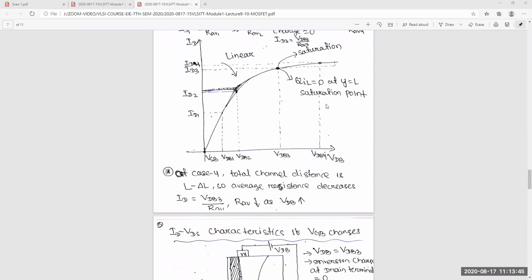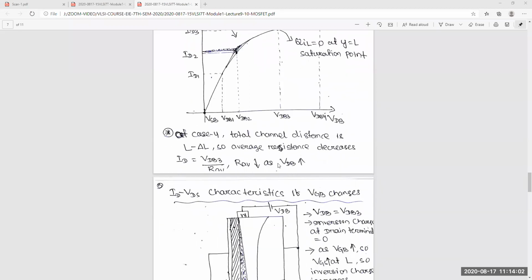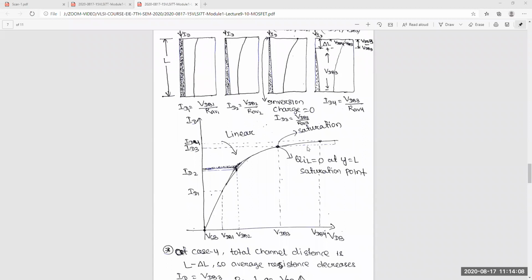Now, in the case I have discussed, the total channel distance is L minus delta L, so the average resistance decreases. ID is VD by R average, and R average decreases as VDB increases. If VDB increases, your length will be decreased. That's why R average decreases. These things will happen.